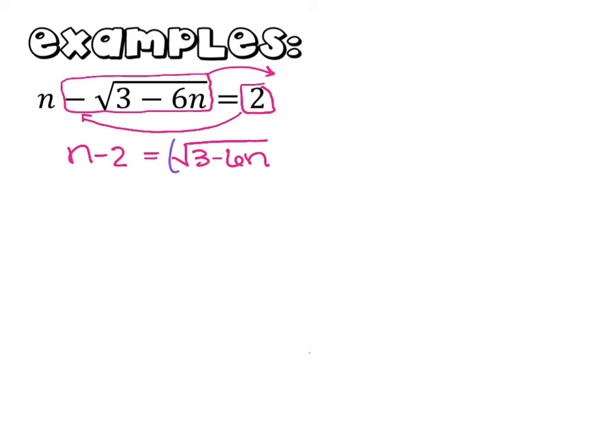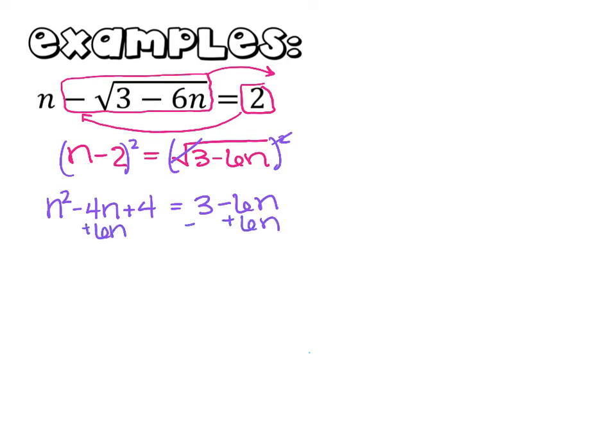Now, to undo my square root, I need to square both sides. N minus 2 squared becomes n squared. N times negative 2 is negative 2n, but there's 2 of those, so really negative 4n. And negative 2 times negative 2 is positive 4. Square root and squared cancel out on the right side, and that's just 3 minus 6n. So now, if I get those on the same side by adding 6n and subtracting 3, I have n squared plus 2n plus 1 equals 0.